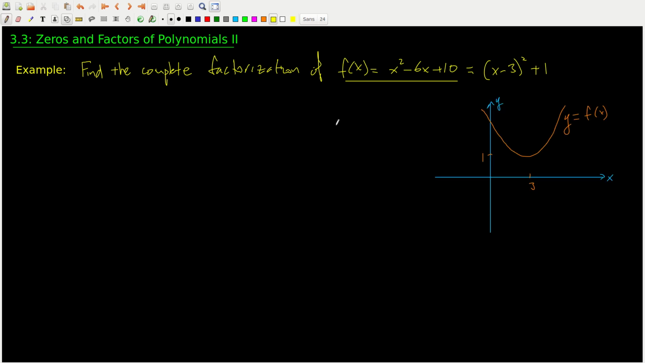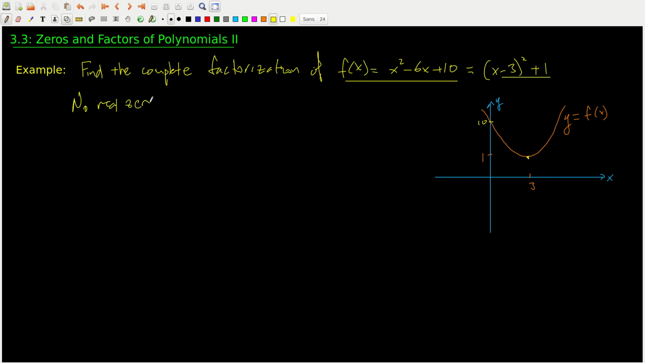We know quadratics well, so we can obviously sketch a graph pretty quickly. If you calculate the y-intercept here, this is going to be 10. The vertex is here at 3, 1. We can just read that off the standard form. Okay, so what are the zeros of this function? Where is this function equal to 0? And we can quite clearly see from the graph that this function has no real zeros.